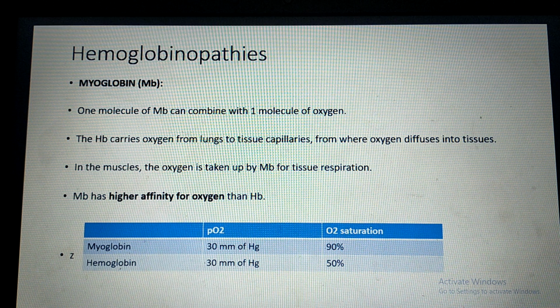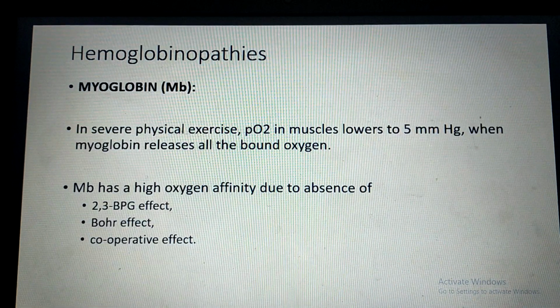Myoglobin has higher affinity for oxygen than hemoglobin. Now it is clear from this data. Partial pressure of oxygen: when partial pressure of oxygen is 30 mm of Hg, in myoglobin oxygen saturation is 90% and hemoglobin saturation is 50%. So this shows that myoglobin has more affinity for oxygen.